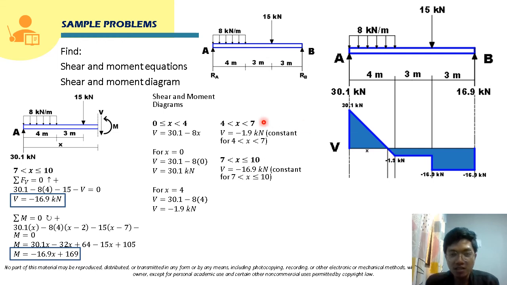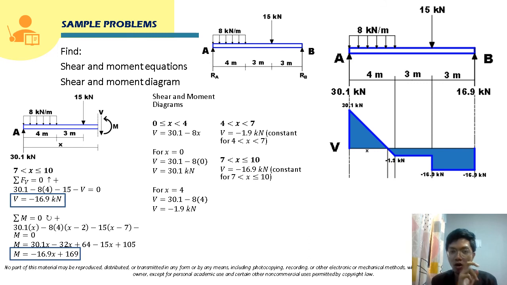And for the second segment, class, the shear is negative 1.9. So of course, it has to be consistent here. So this is negative 1.9, up to x equal to 7, which is at this point. So this is constantly negative 1.9. So this is also negative 1.9, the shear here at x equal to 7.